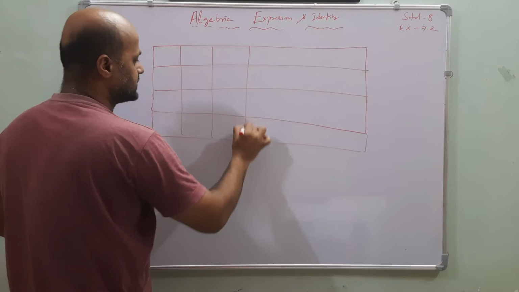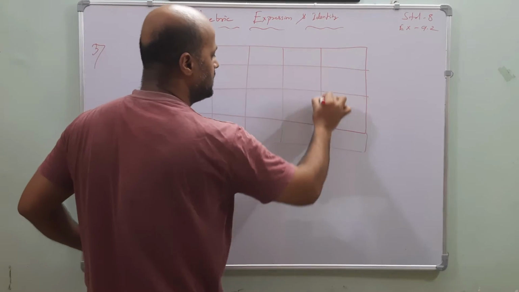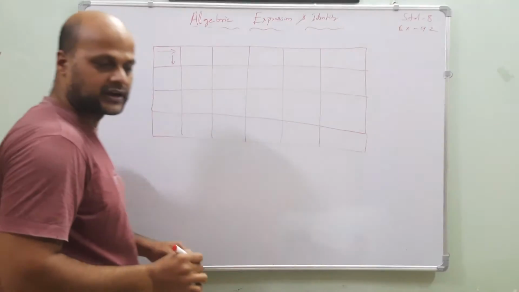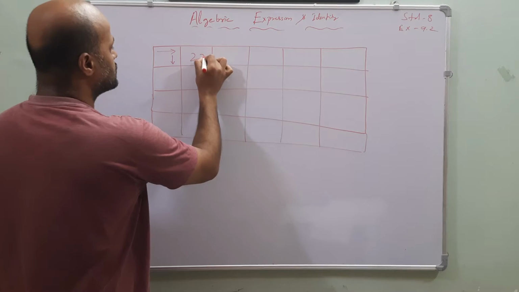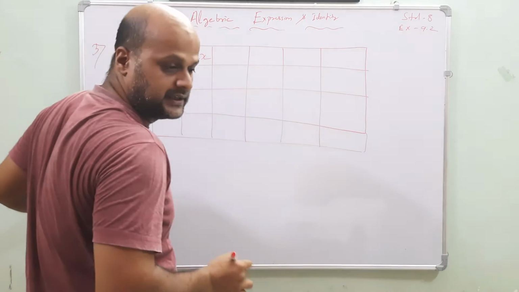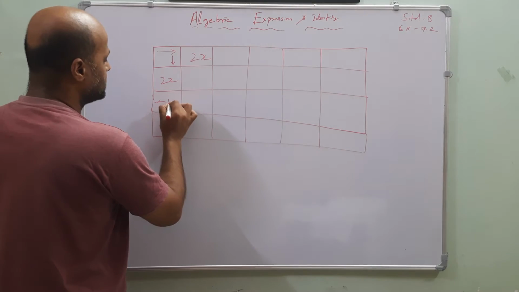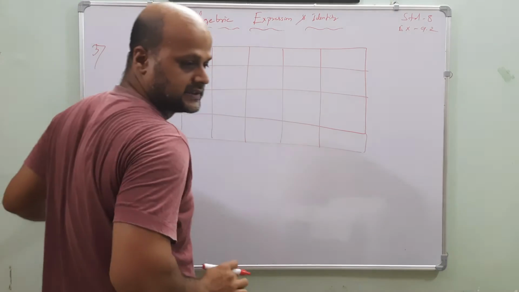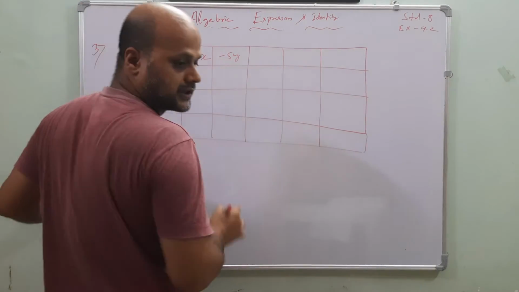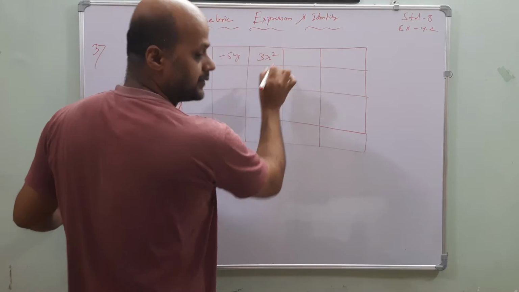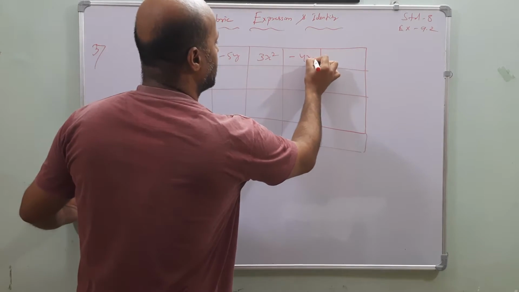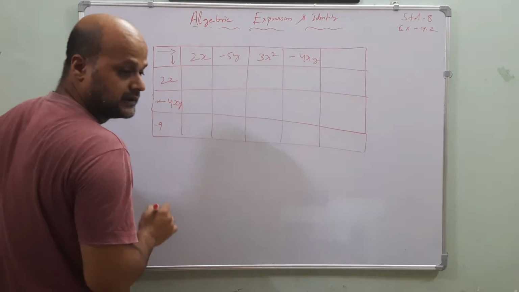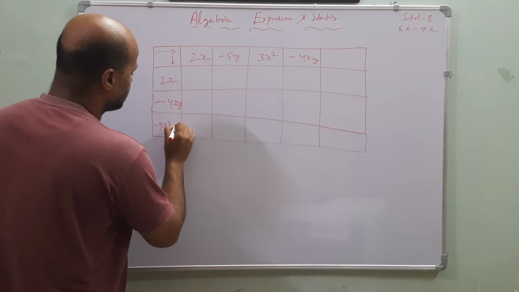The process is the same, my dear friends. The only thing is how you will solve it. Here is one monomial, here another monomial. The first one is given as 2x. The second one is given as minus 4xy. Here it is given minus 5y, then 3x square and minus 4xy. Here another one is there: minus 9x square y square.